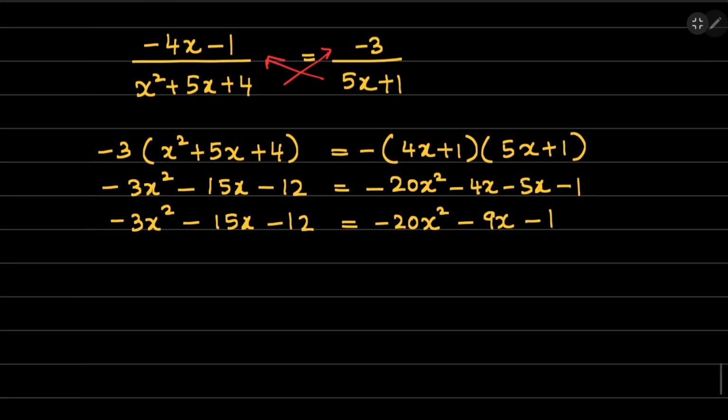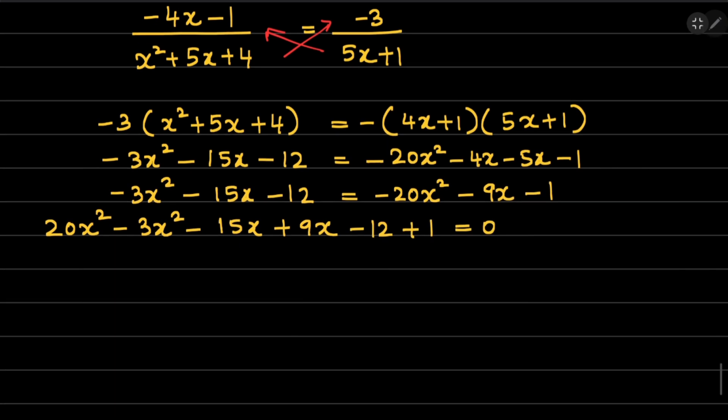Right, bring it all to one side. So you'll have minus 20x coming this side. So you'll have plus 20x square minus 3x square minus 15x plus 9x minus 12 plus 1 equal to 0. What is 20 minus 3? It is 17x square minus 15 plus 9. It is minus 6x, and minus 12 plus 1 is minus 11 equal to 0.